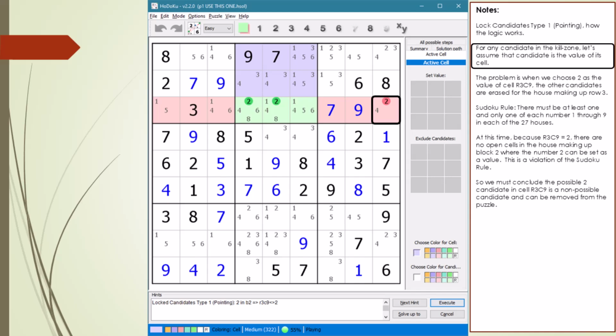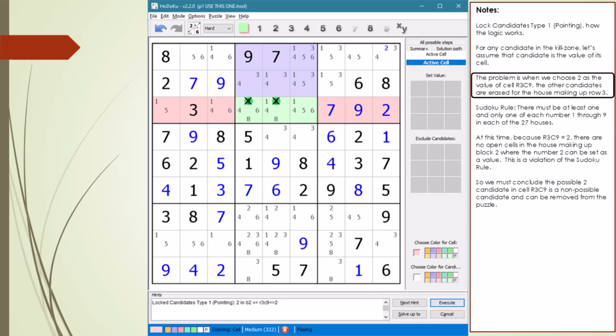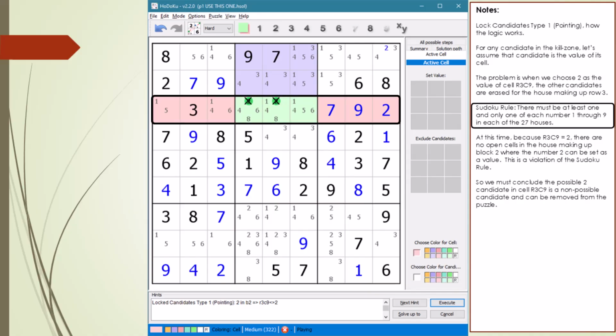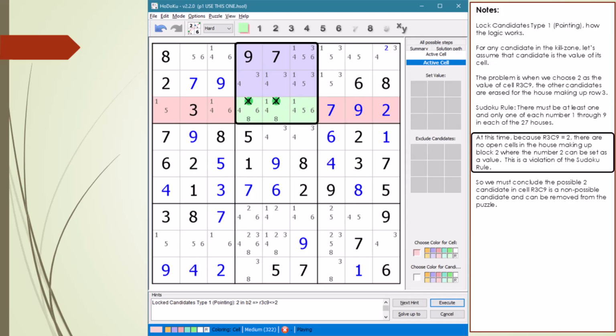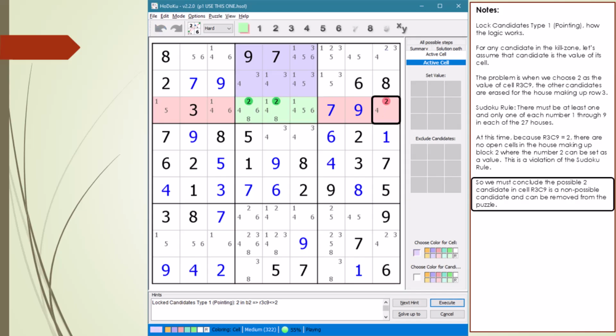For any candidate in the kill zone, let's assume that candidate is the value of its cell. The problem is when we choose 2 as the value of cell 3, 9, the other candidates in the house making up row 3 must be erased. This is because the Sudoku rule says there can only be one number 2 set as a value in the house making up row 3. But this creates a problem. For the house making up block 2, there are no open cells where the number 2 can be set as a value. So we must conclude the possible 2 candidate in cell 3, 9 is a non-possible candidate.